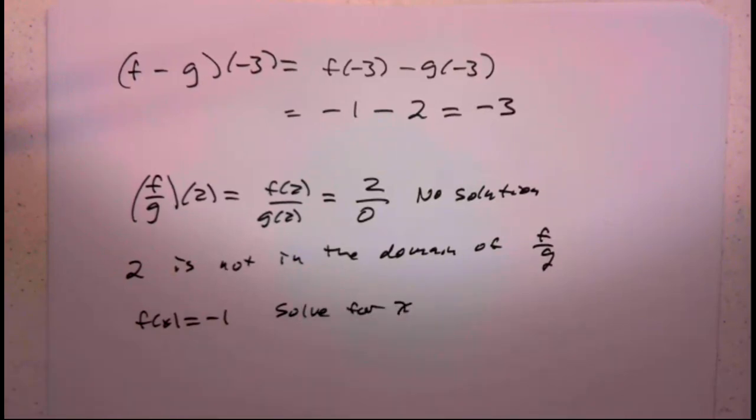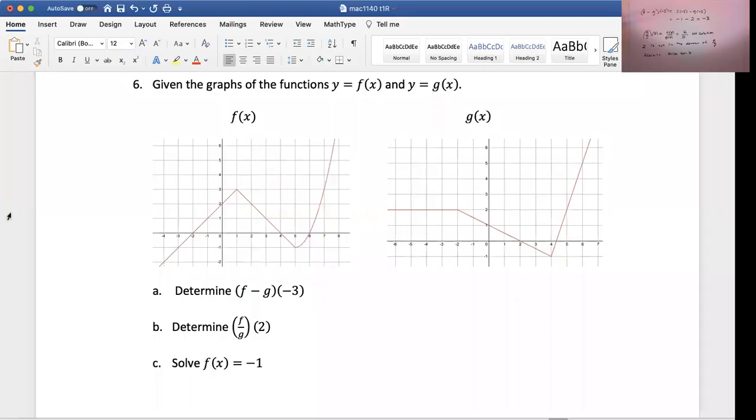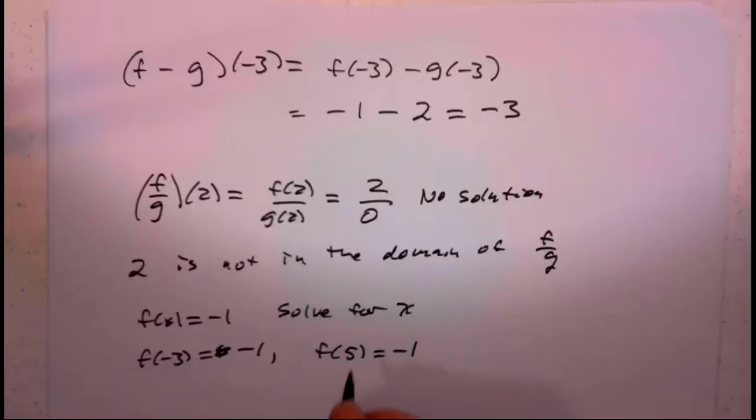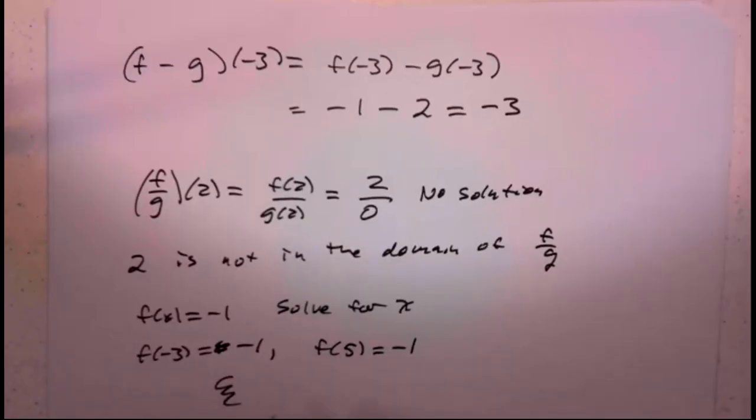So looking at our graph, we can say f of -3 is -1, and we can say f of 5 is -1. So my solution set are those two values, solving for x. My answers would be -3 and 5. And that's that.